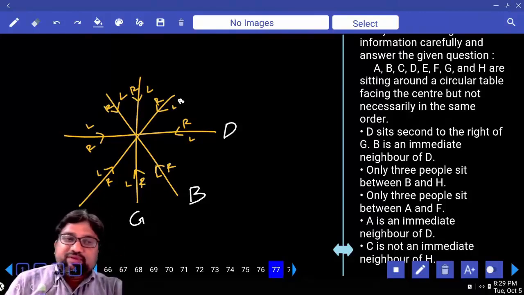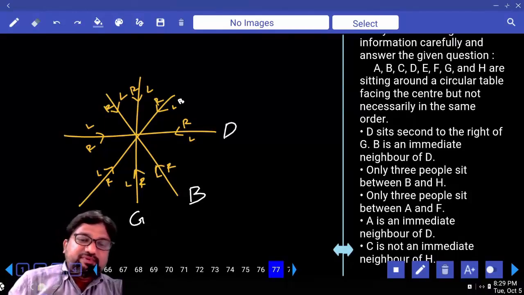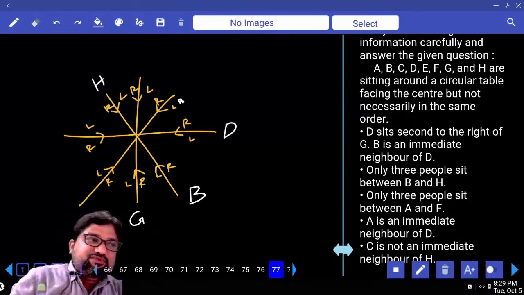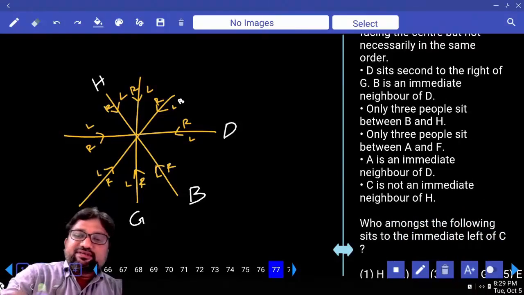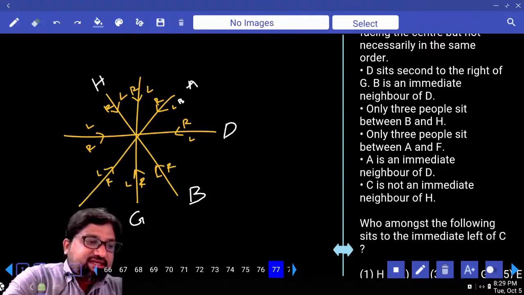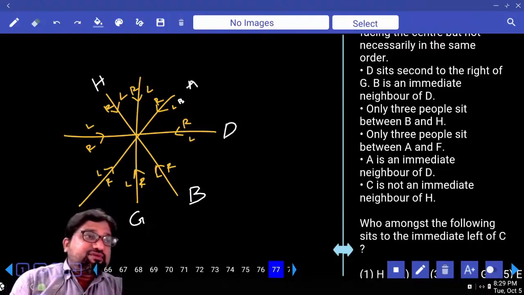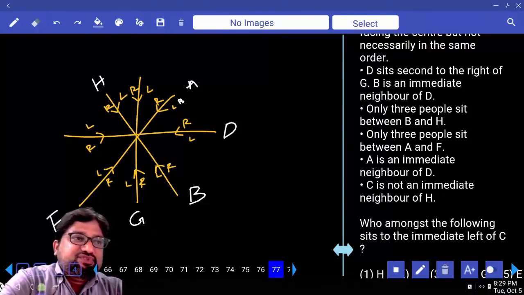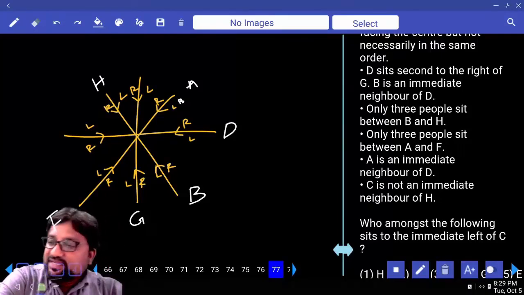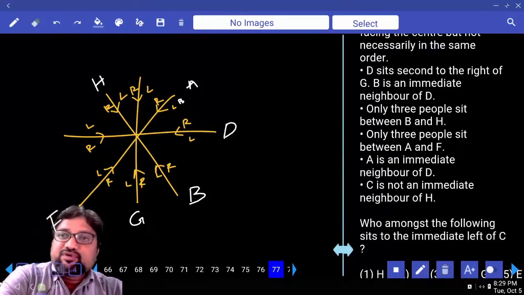Next, only 3 people sit between B and H. Only 3 people between B and H, and into the opposite. Next, only 3 people sit between A and F. A is an immediate neighbor of D. So this should be A. A who is an immediate neighbor of F. Understood? 3 people between A and F. Next, C is not an immediate neighbor of H.